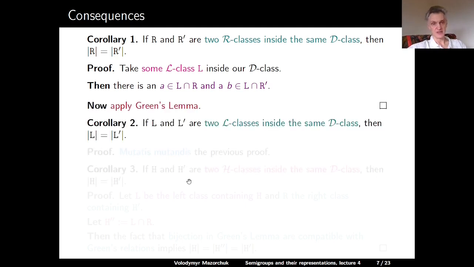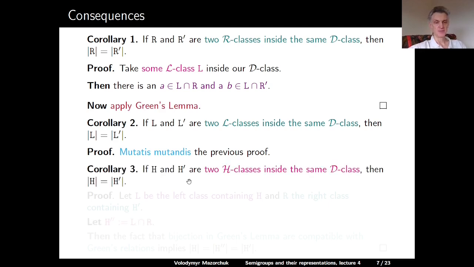We have a similar statement for the left classes. If L and L prime are two left classes inside the same D class, then the cardinality of L is equal to the cardinality of L prime. So the proof is absolutely similar to the proof of the first corollary, or we can go to the opposite semigroup and just apply the first corollary. Corollary 3. If H and H prime are two H classes inside the same D class, then the cardinality of H is equal to the cardinality of H prime.